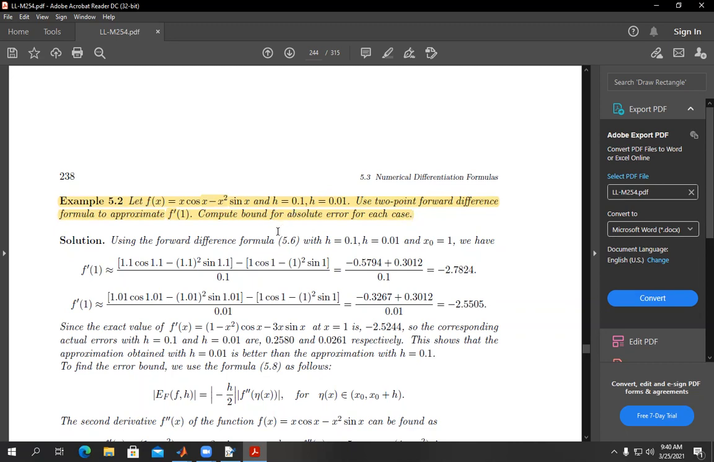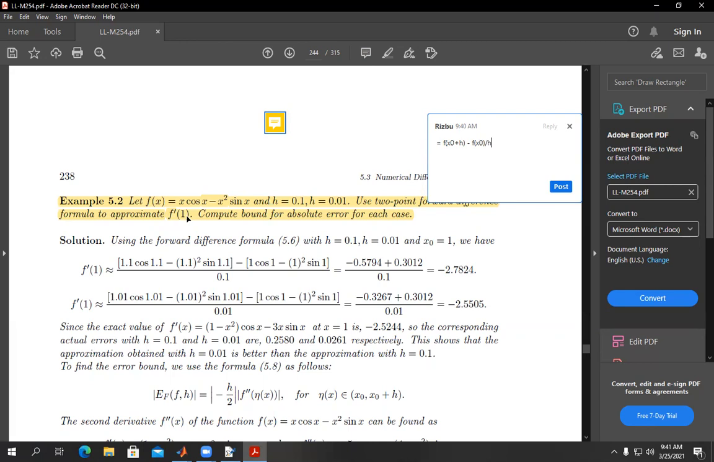Here, let's see what we do. He says to use the 2-point forward difference formula, and we know the 2-point forward difference formula is what? It is f of x naught plus h, minus f of x naught, divided by h.